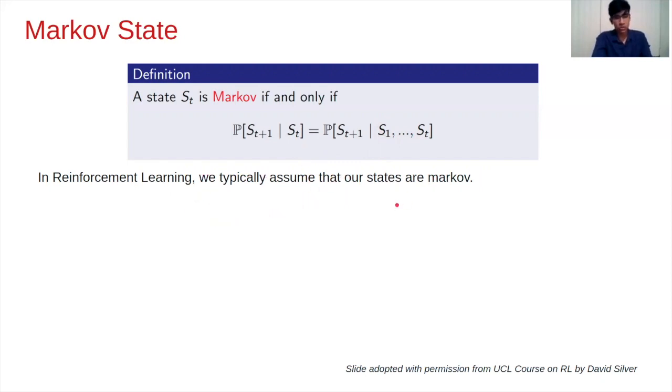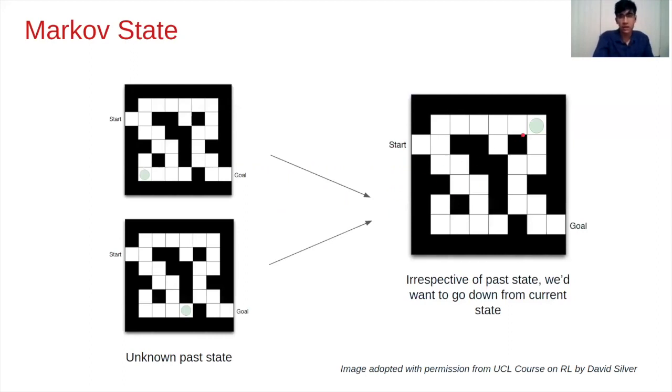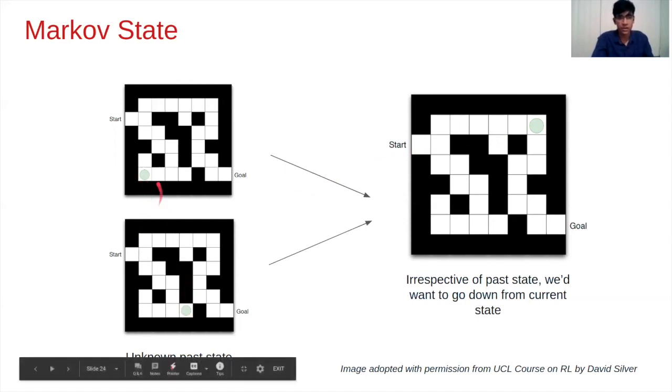Now, let me show you an example of why it might be a good idea to assume that states are Markov. Take, for example, this maze. You want an agent to solve this maze. So we have a start state and a goal state. On the right-hand side, this is what we see at the current time step. Here we have a green circle, which is our agent. Let's say we know this is its current state, and we really don't know where it was in the past. Maybe it was here, or maybe it was here. It could have been here, or it could have been here.